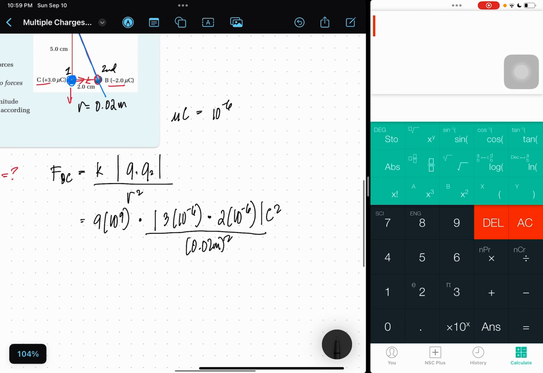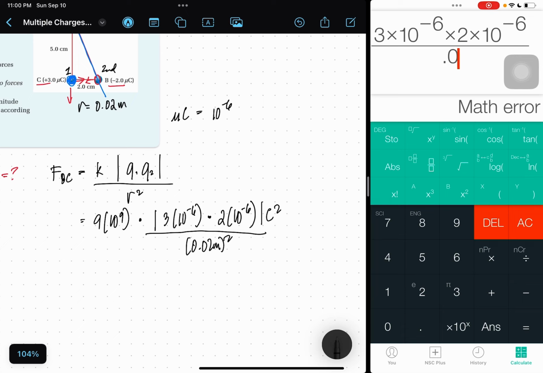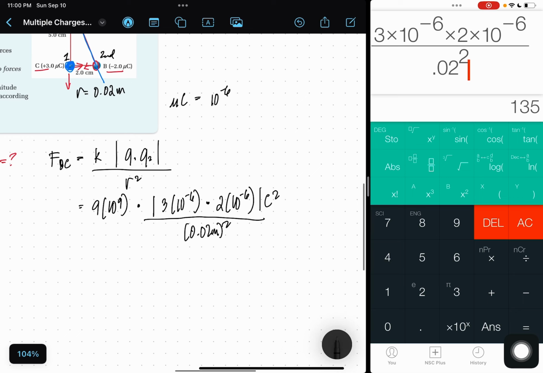So, using our calculator, we're able to find the value of our force BC. We have 9 times 10 raised to 9 multiplied by 3 times 10 raised to negative 6 times 2 times 10 raised to negative 6, all over 0.02 squared. So we have a force of 135 Newtons. So force BC is 135 Newtons.